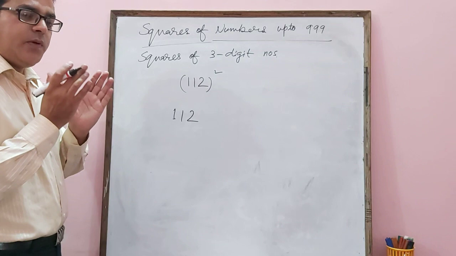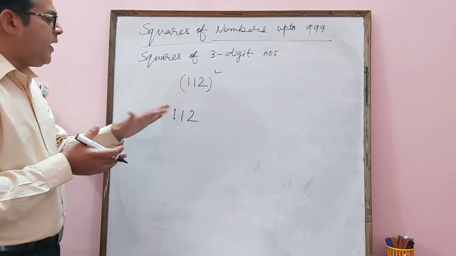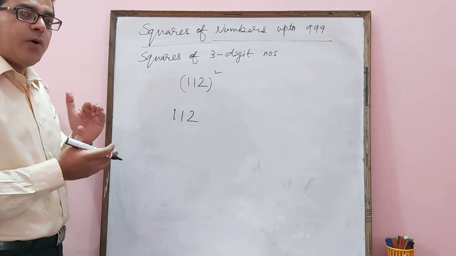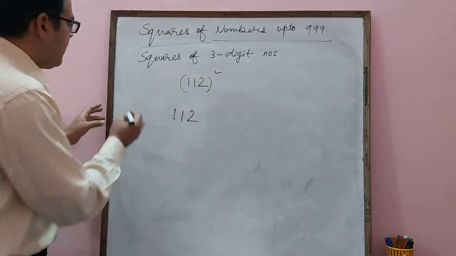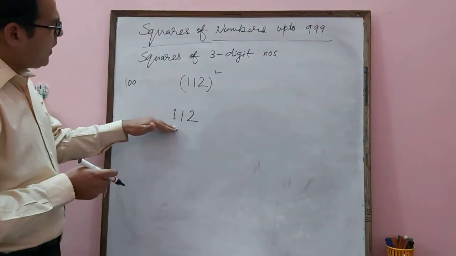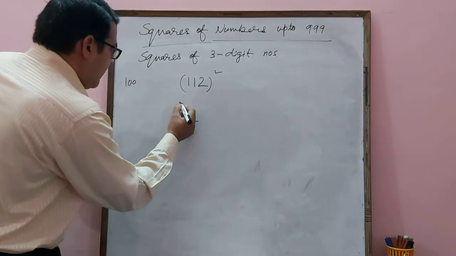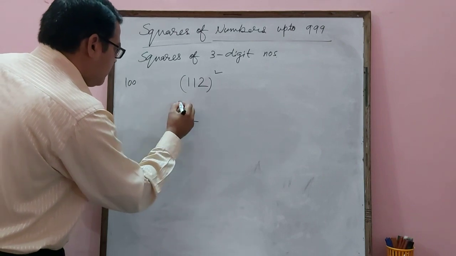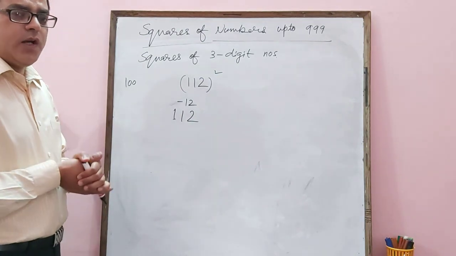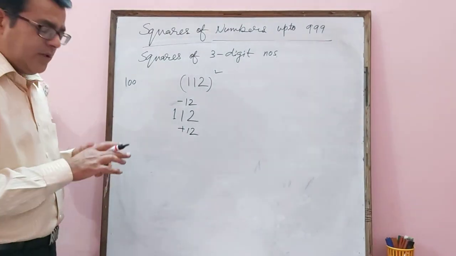Let me explain again. For 112, you need to find a number which is just nearer to it and which has zeros in it. We can see here 100 is near to 112. So we can convert this 112 into 100. How? If we subtract 12 from 112, we have 100. Since we are subtracting, we have to add also to make it balanced.